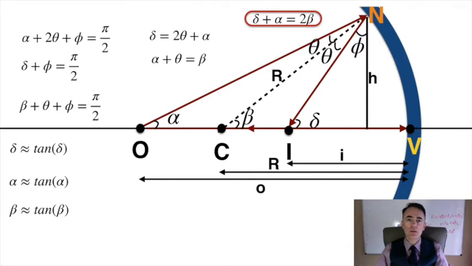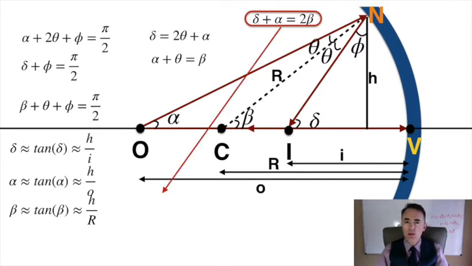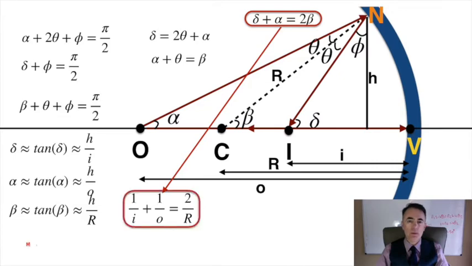From the figure, the tangent of delta is, in the small angle approximation, h over I. Tangent of alpha is h over O, and tangent of beta is h over R. This gives us the following equation that relates the positions of the object and the image with the curvature of the mirror. This is the mirror equation.